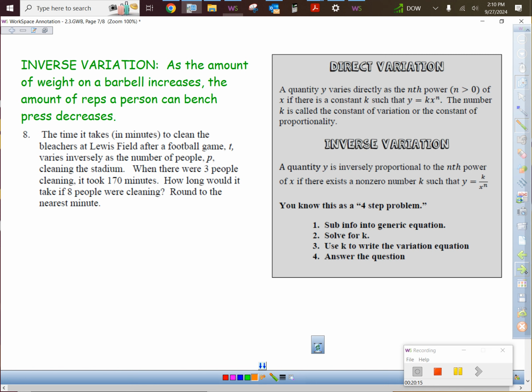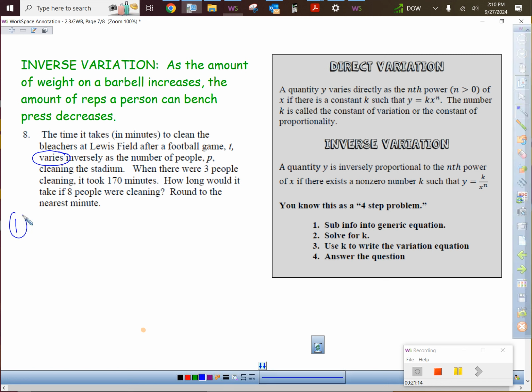That is an inverse relationship in that situation. As one increases, the other decreases. So here's my made-up story problem that I think makes a lot of sense. The time it takes, in minutes, to clean the bleachers at Lewis Field after a football game, T, we're going to call that T, varies inversely. So we're going to circle the word varies.